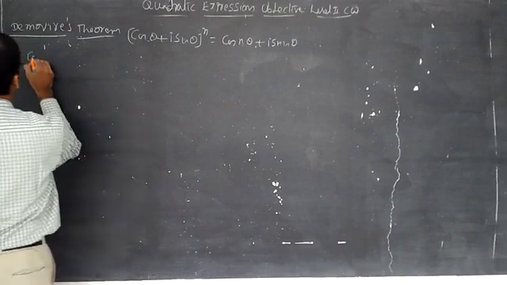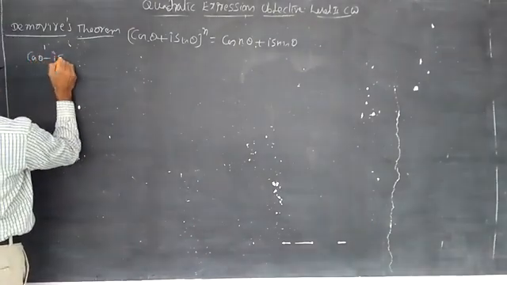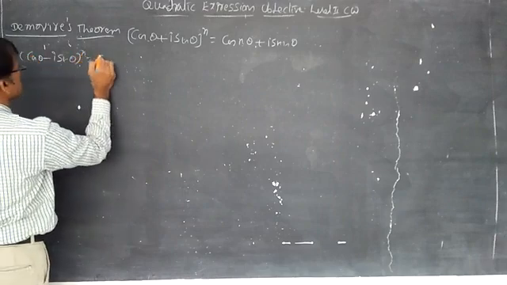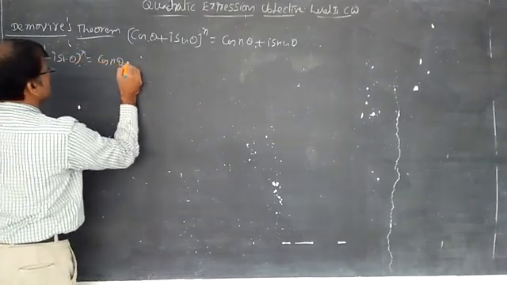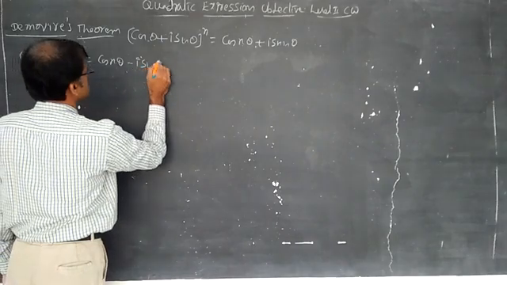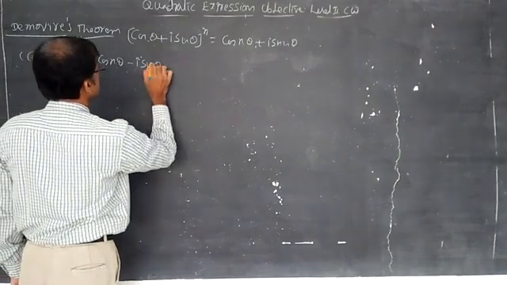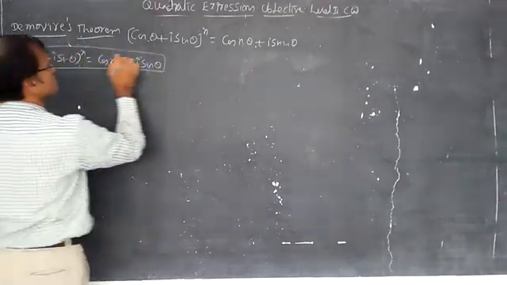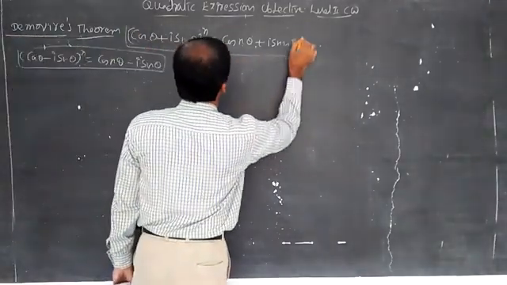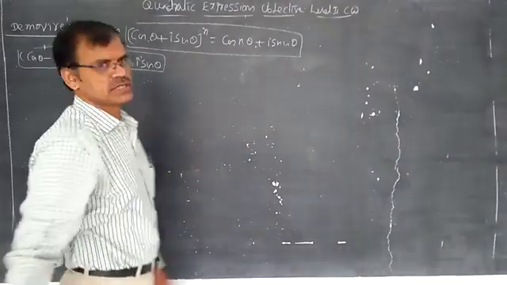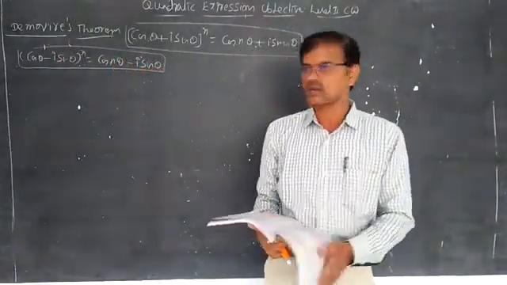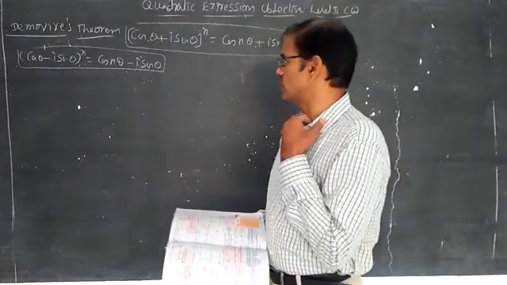And (cos theta minus i sin theta) whole power n is equal to cos n theta minus i sin n theta. Students, I will explain the proof also in that chapter. Complex numbers and De Moivre's theorem are two chapters before the quadratic expressions chapter in 2B, so you will see the proof there.